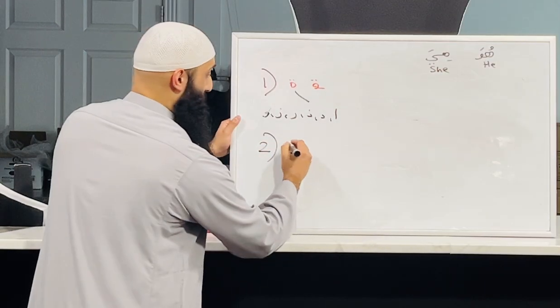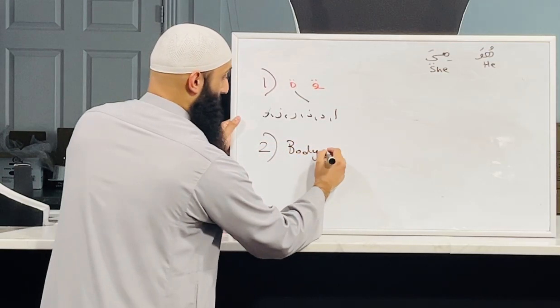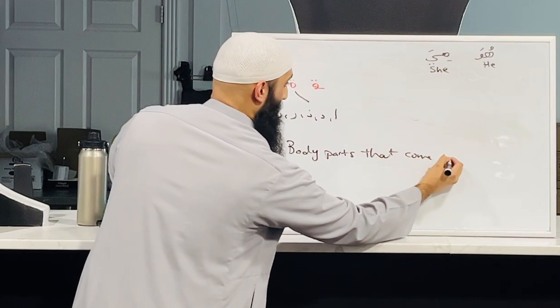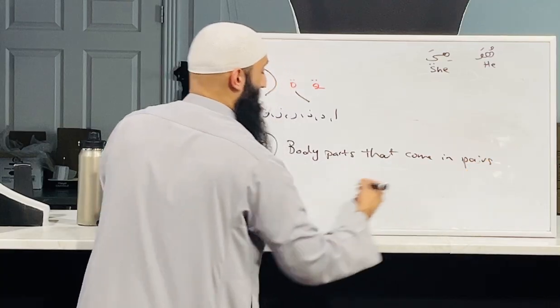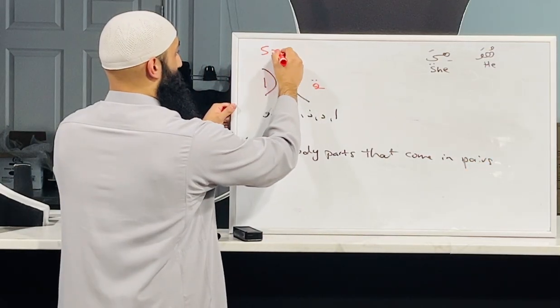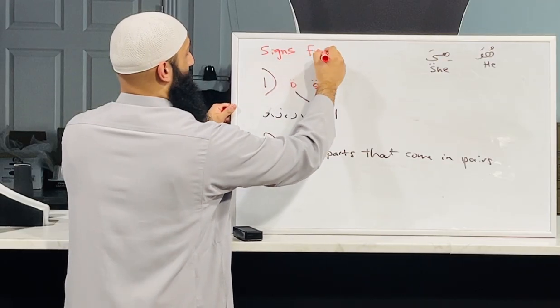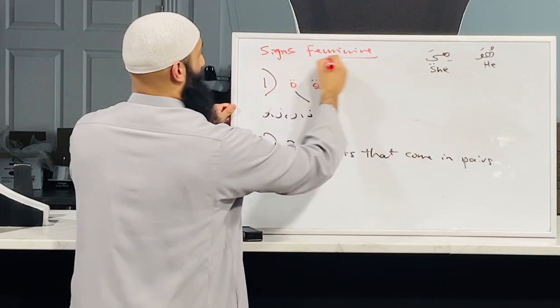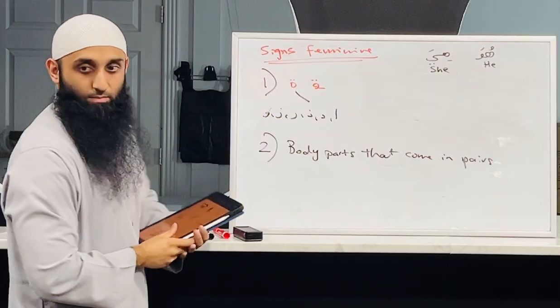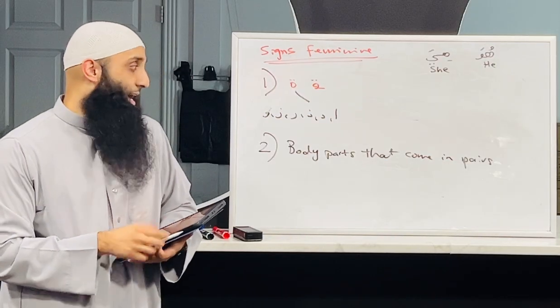So body parts that come in pairs. These are the signs that something is feminine. Okay? Sounds that a noun is feminine.